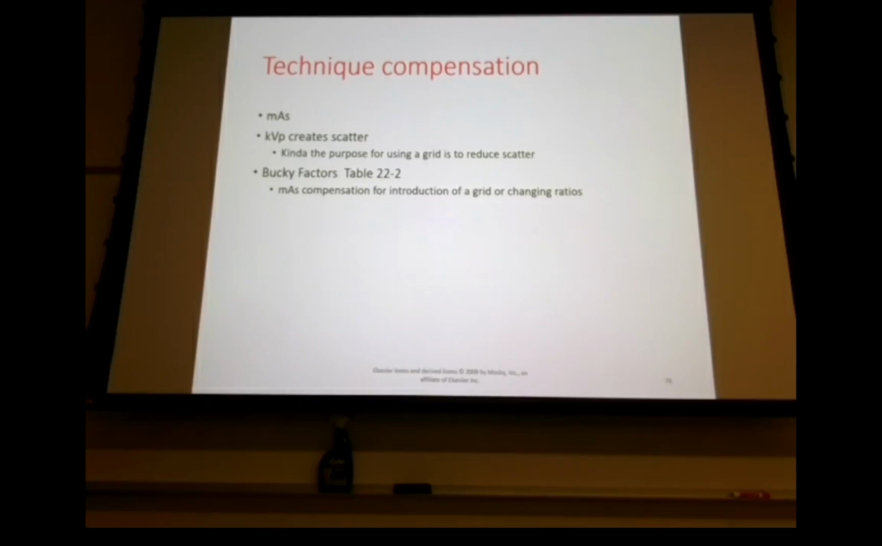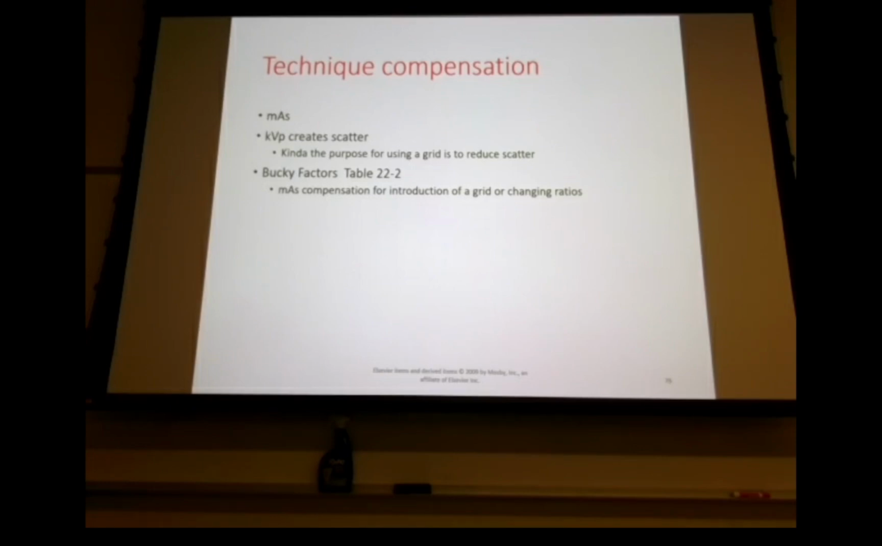Just the presence of a grid in the X-ray beam doesn't really change your output from the X-ray tube. But if you're phototiming, or if you're not phototiming, you're going to have to adjust your technique to make sure that you compensate for the use of that grid. So 5-to-1 grid at 70 kVp, your Bucky factor is 2. 8-to-1 grid, what is it? 3, right?